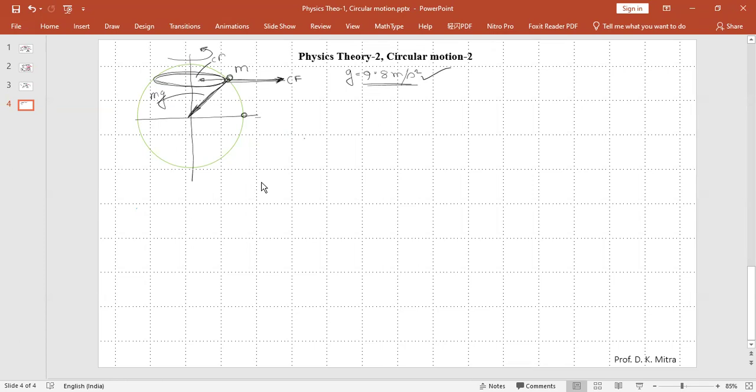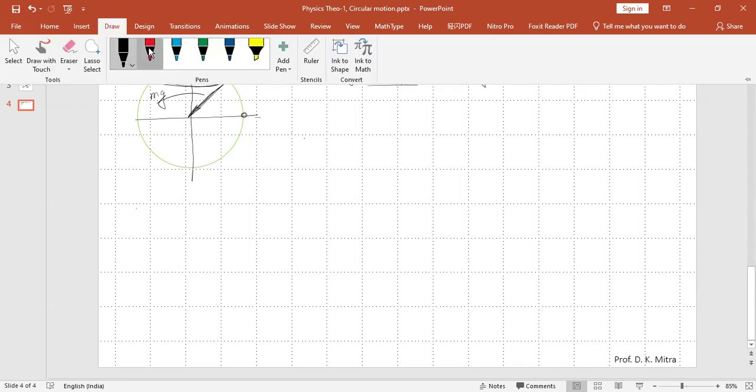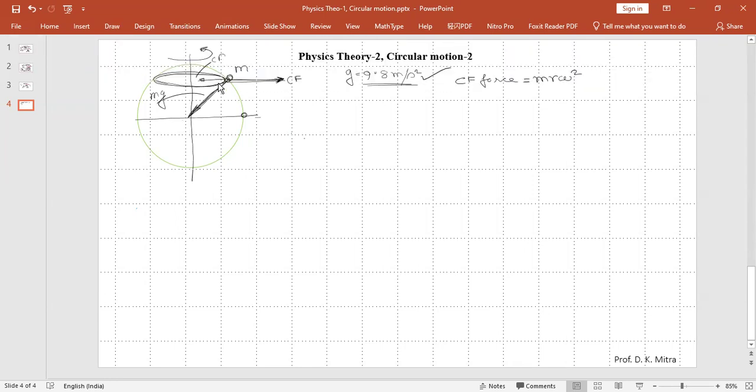And this centrifugal force is equal to centripetal force. The centrifugal force, we have seen in an earlier class, is equal to m r omega square, where omega is the angular velocity of the earth. Right? Now, let us just give some names to the drawing. Let's say this point is O. Let's say this point is P. So OP is equal to mg.